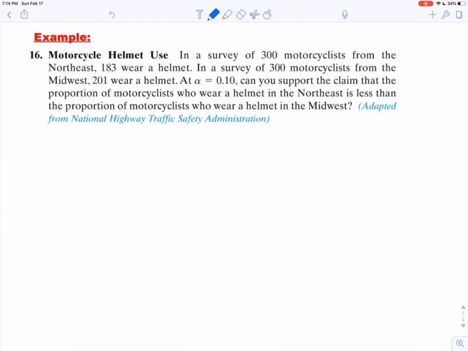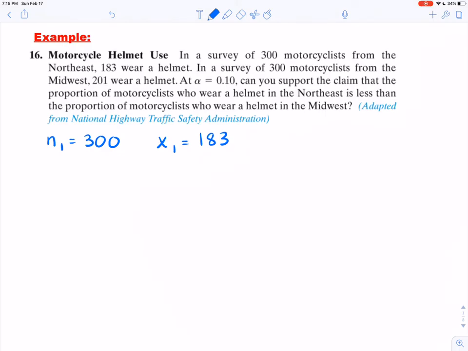All right, so like I always do, first thing, I'm going to read through, write down all my information, and make sure that I identify my claim, that I know what I'm testing. So notice we're given information about a survey. For each survey, you're given a total number of people, and you're given a number of people who wear a helmet. So my first survey, my first group, has a sample size of 300, and the number of people who wear a helmet is 183.